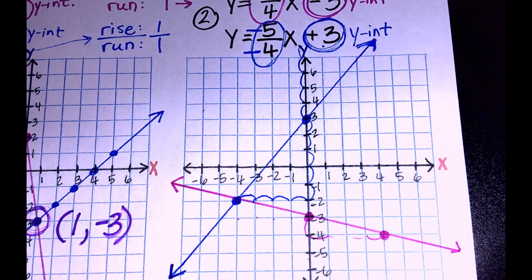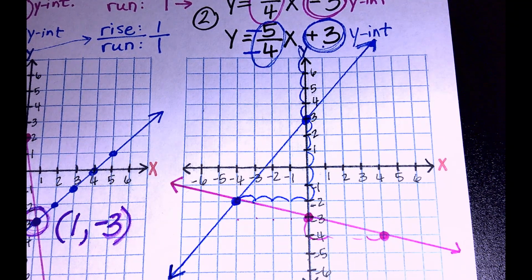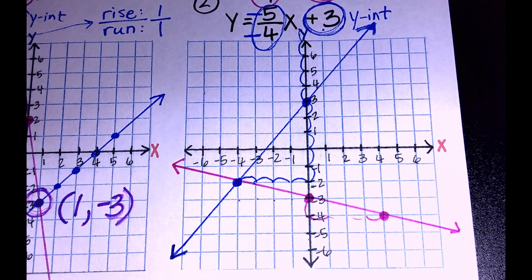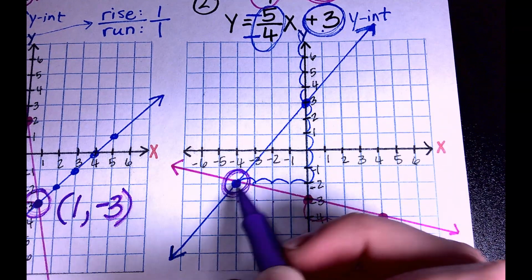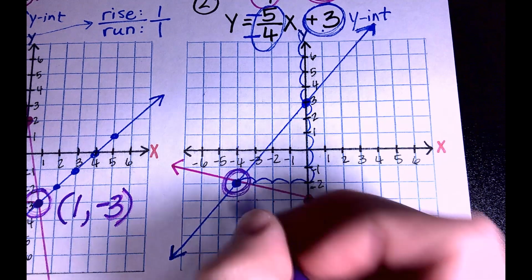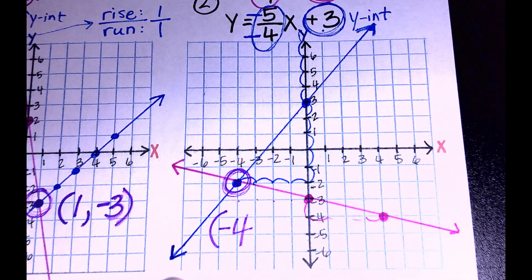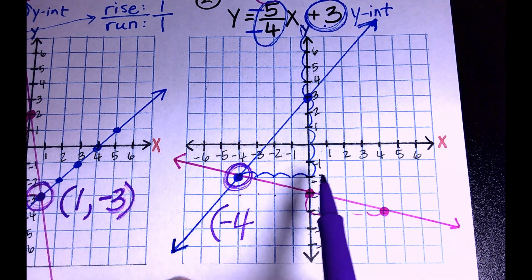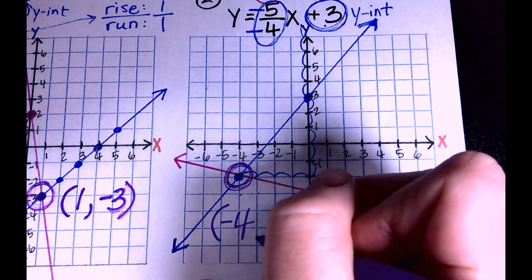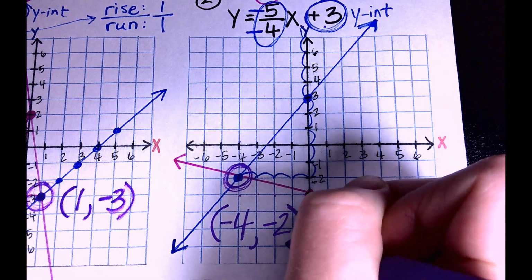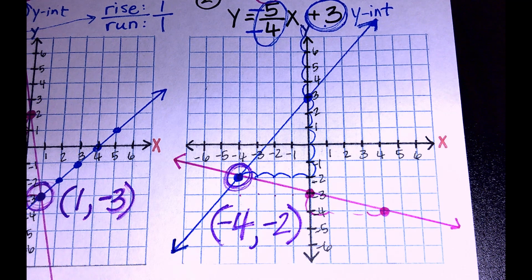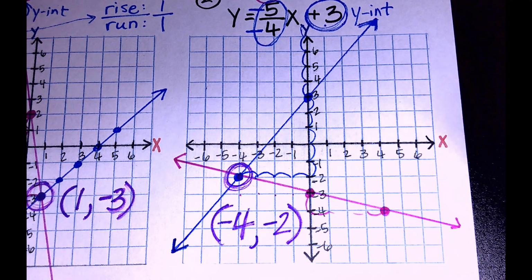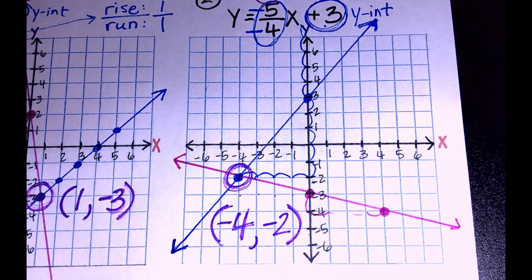So now I have these 2 points. I've got my lines. What is my solution? Perfect. Right here where my lines are crossing, this point lines up with -4 on the x-axis, so that's my x value. And it lines up with -2 on the y-axis, so that is my y value. There we go. (-4, -2). Okay.